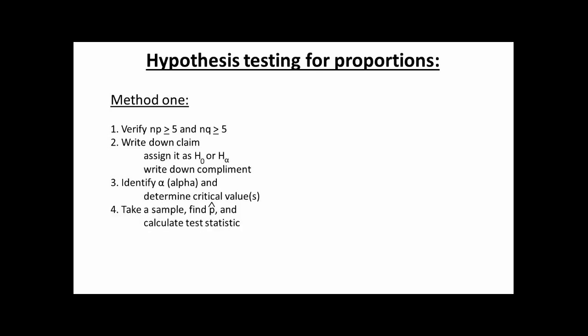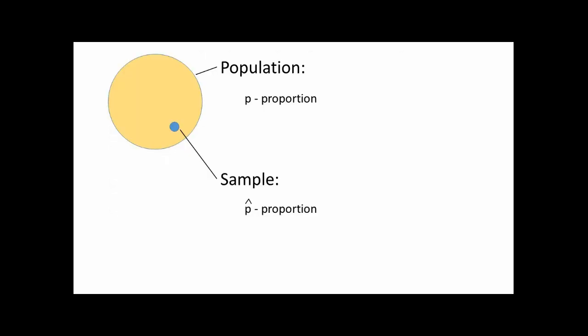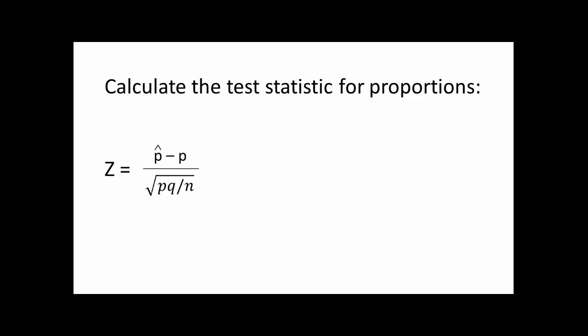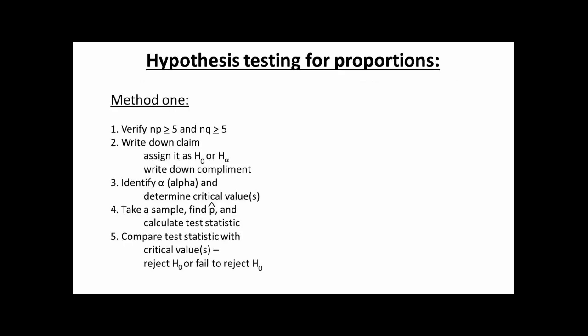Next, we take a sample of size n of that population and find what proportion of that sample has the quality or response we are looking for. The sample proportion is called p hat. Use p hat to calculate the value of your test statistic, z, by the formula z equals p hat minus p over the square root of p times q over n. Finally, compare the value of the test statistic with a critical value or critical values and determine whether or not to reject H0, and interpret how that affects the original claim.